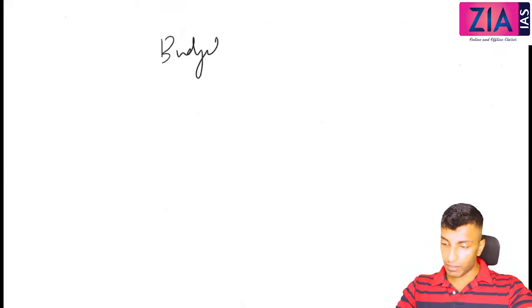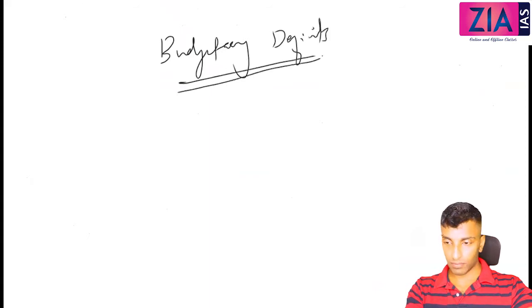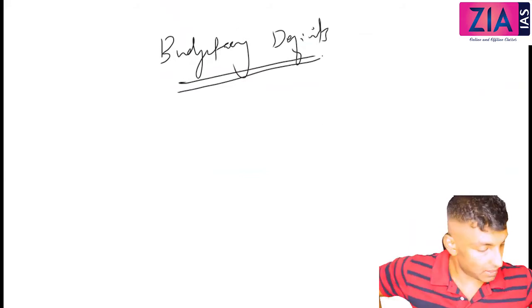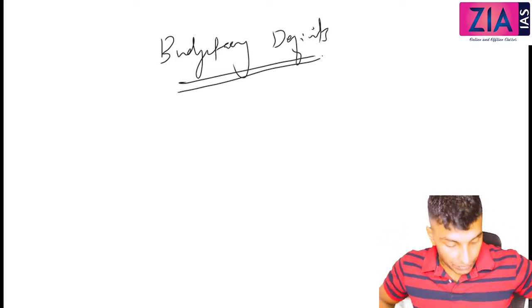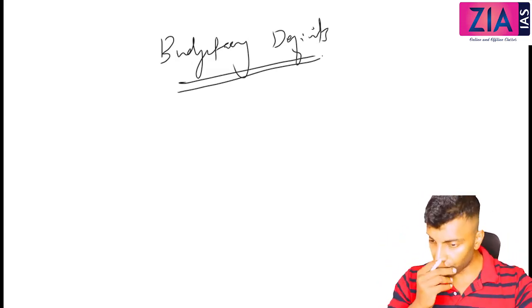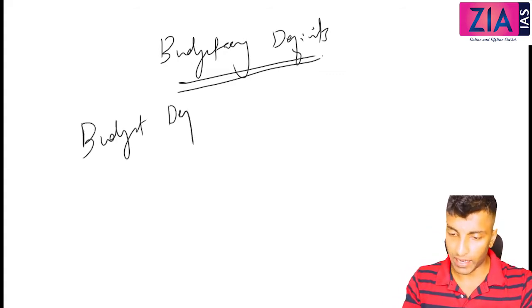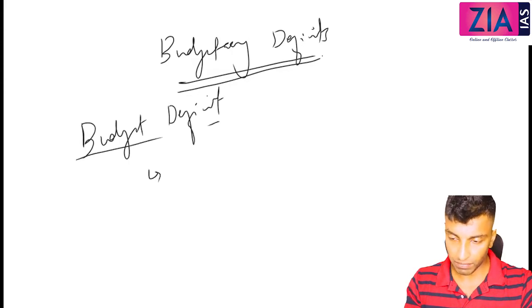Okay, give a heading, budgetary deficits. This is again a very important concept. So here we will discuss fiscal deficit, revenue deficit and everything. Budget deficit as a concept is not that relevant now. Fiscal deficit is more important. So the first one you can write anyway as a formality. We will discuss budget deficit.